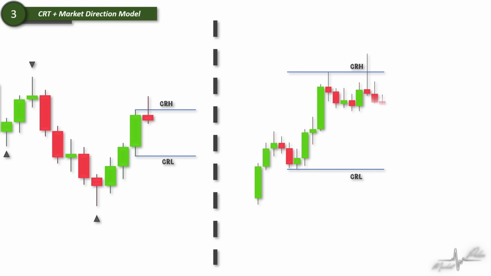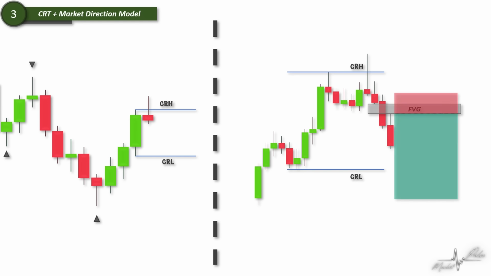To improve the entry, we zoom into a lower time frame and wait for a fair value gap to form right after the sweep. Then we place our sell order at that gap and set the stop loss above it. Again, we can take partial profit at 1-to-1 and let the rest run toward the next major support or liquidity zone.